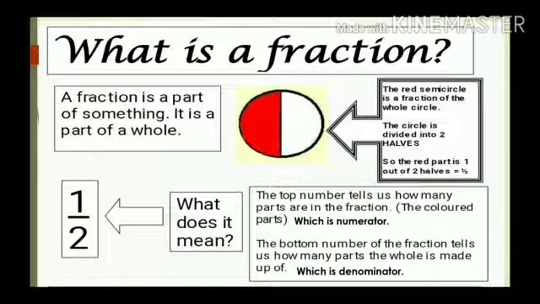So, what does it mean by 1 upon 2? Let me tell you, the top number tells us how many parts are there in the fraction, which is the colored part, and this is known as the numerator. And the bottom part of the fraction tells us how many parts the whole is made up of, which is the denominator.